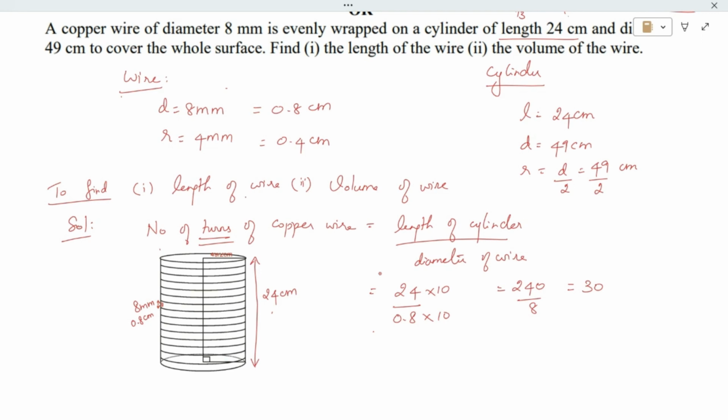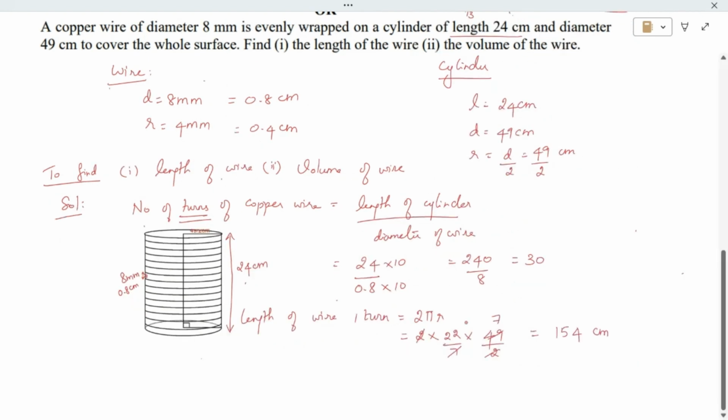Now I need to find the length of the wire, right? But first let me find the length of wire taken for one turn to wrap the cylinder. It's a circle, right? So when it is wrapping, it is in terms of a circle, so it is the circumference of the circle, 2πr, that is 2 into 22/7 times the radius, which is 49/2. So cancel 7 and 49, which is 7 times, and 2 and 2 get cancelled. So your answer for the length of wire taken to wrap around the cylinder once is 154 centimeter.